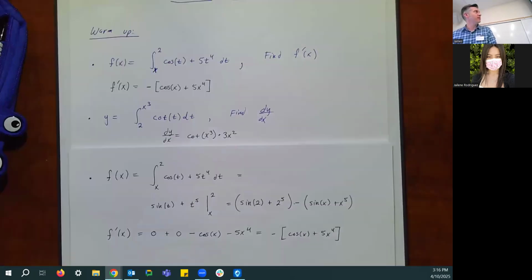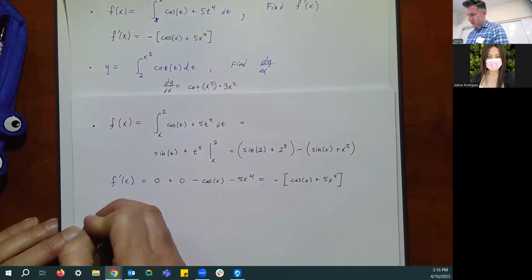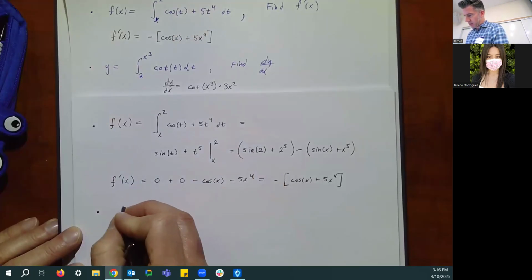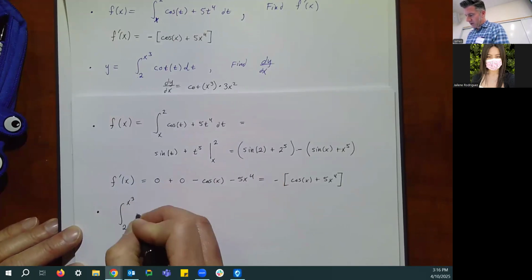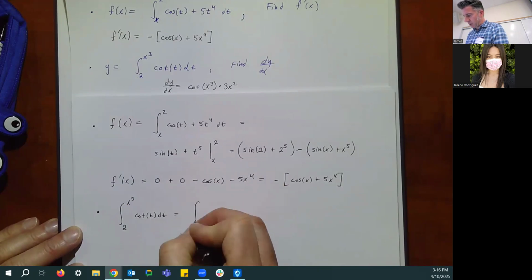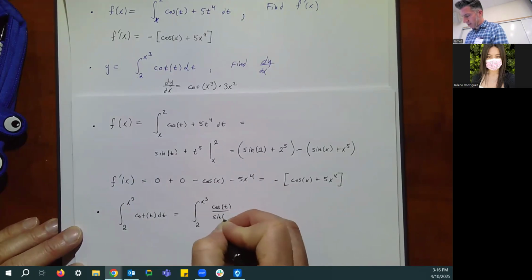Ooh, this next one's a little interesting. Cotangent. So what's the antiderivative of cotangent? Well, you're going to learn this eventually anyway, so we might as well. So to do the integral from 2 to x cubed of cotangent of t dt, I'll point out that cotangent is the same as cosine of t divided by sine of t.